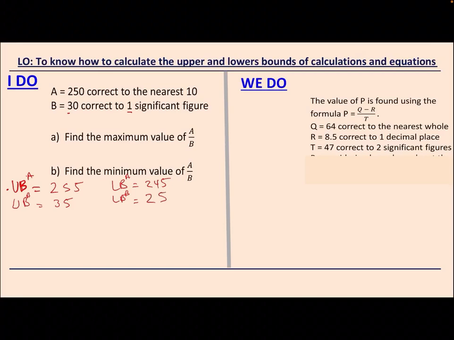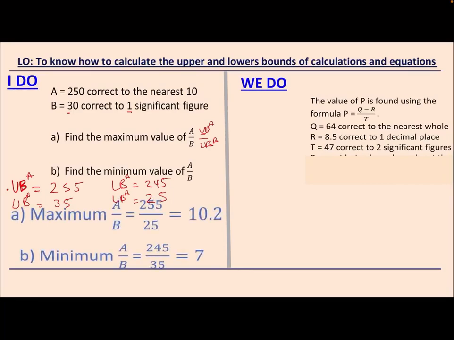And we're going to use that. With working out the maximum value, we're going to have to use the upper bound A and the lower bound B. Okay, so let's see our answers. Like I said, for finding the maximum, we're going to use the upper bound and lower bound. What we end up getting is the maximum is 10.2 and the minimum 7. So I want you to pause the video and have a go at this we do question.